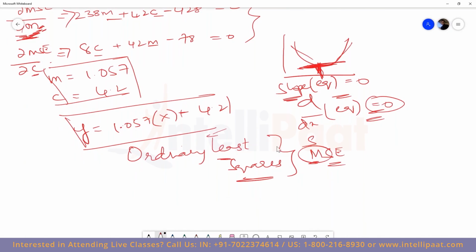As simple as that. Now let's try and validate with Excel. Okay, Arnab, I hope this answers your question: how do you actually find the values of M and C?